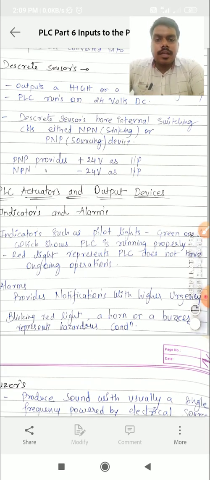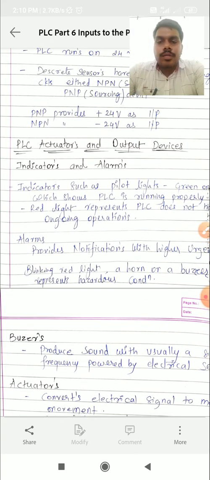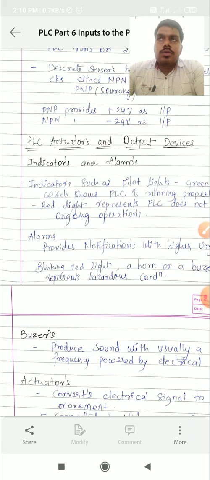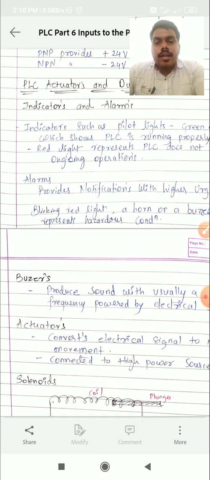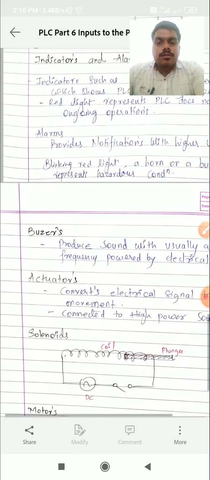If the green light is on, it shows the PLC is running properly. If a red light is shown, then it represents that the PLC does not have any ongoing operation. The next one is the alarm. An alarm is also an output device. It provides notification with higher urgency. A blinking red light, horn, or buzzer represents a hazardous condition.